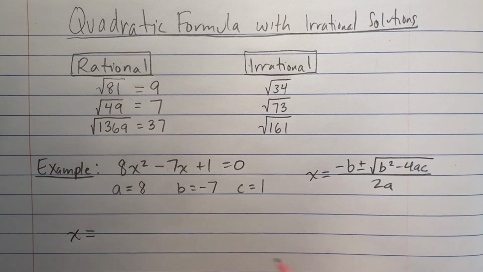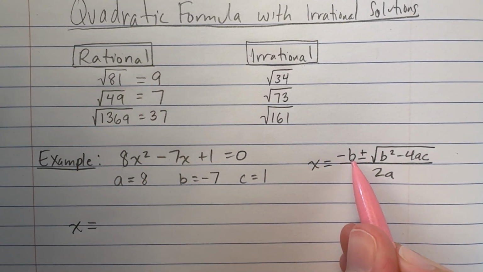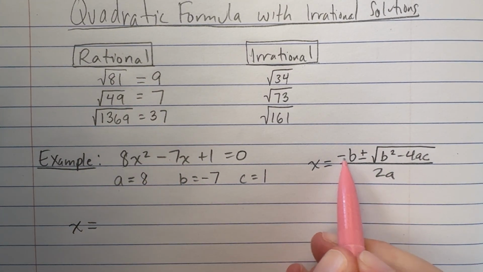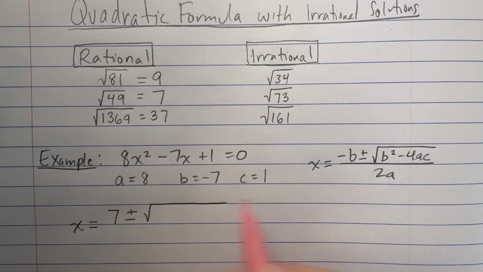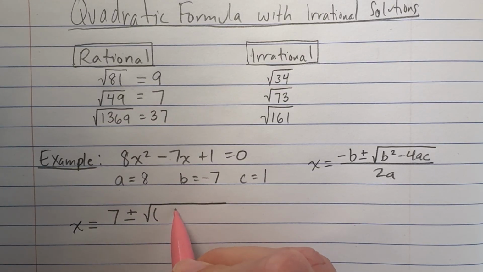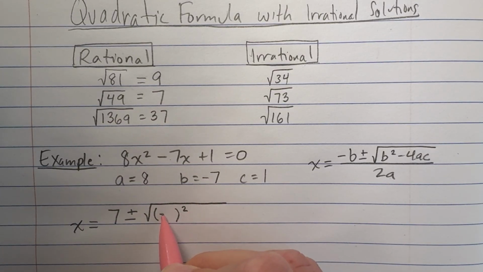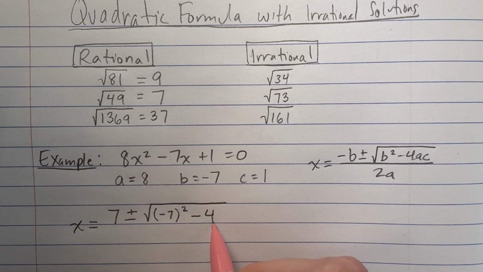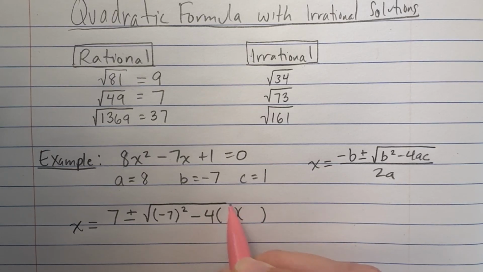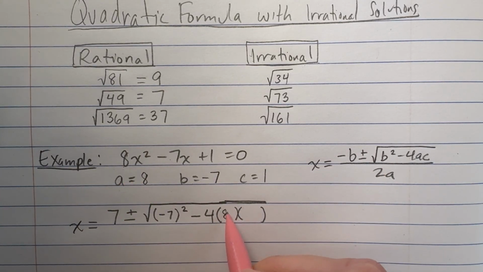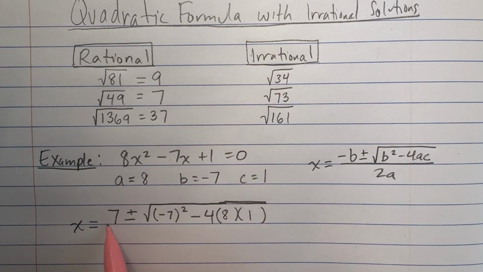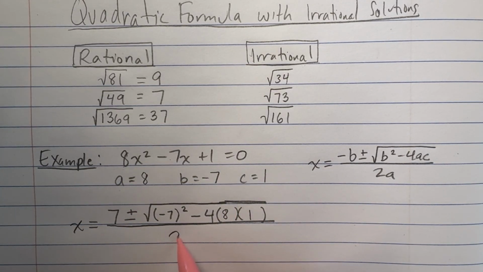X equals, okay, opposite of b. In this case, b is negative, so the opposite of b is positive, right? So opposite of b plus or minus the square root of b squared. My b is negative 7 squared minus 4 times a times c. So 4 times a is 8 times c is 1, over 2a.